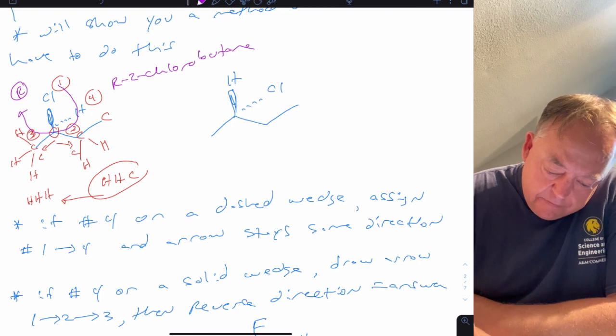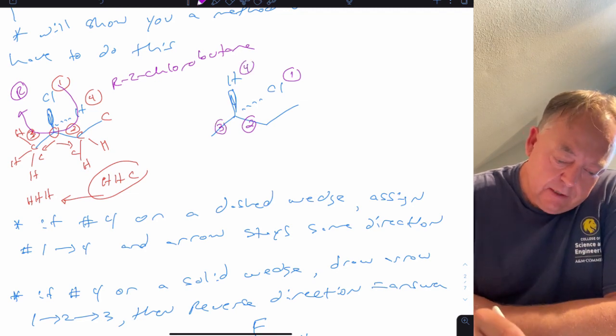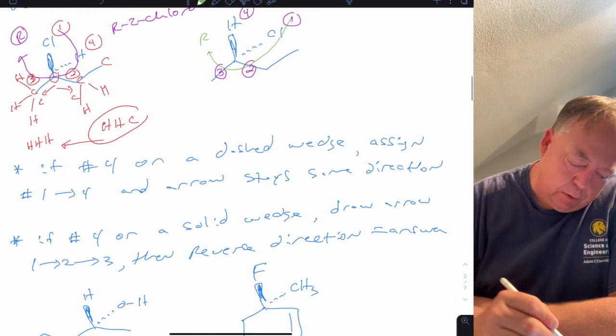Okay, so if we did the same thing here, chlorine is priority number 1, that's priority number 2, going to the left is priority number 3, and number 4 is hydrogen. So if we did our arrow from 1 to 2 to 3, that would be R, but then you have to apply these rules.